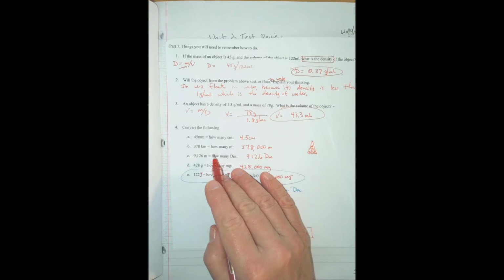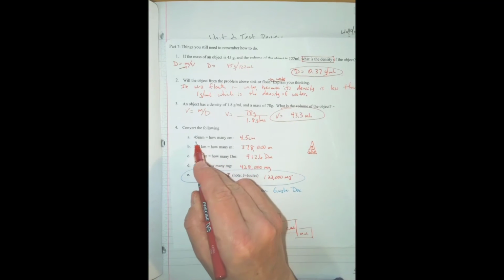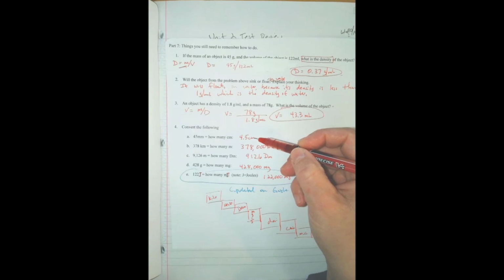So again, if I'm using my metric staircase and I want to know how many millimeters it is, well, first I have to remember that 45, the decimal, it's the same as saying like 45.0. And I'm starting at milli down here, and I'm moving to centi, which is one step up. So one step to the left, which means I'm going to move my decimal one place, which leaves me with 4.5 centimeters, which is what I've written here.